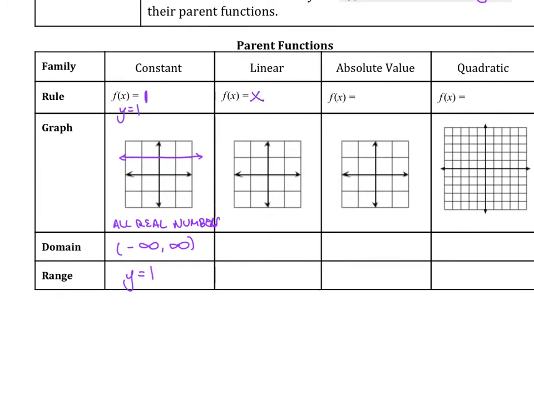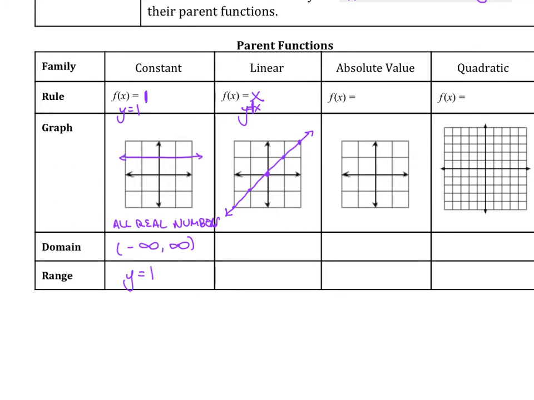Now linear, that rule or equation is f of x equals x, or y equals x. So just remembering the parent function of that, think about graphing y equals x. The y-intercept is at 0 and the slope is 1 over 1. If there's nothing there, that's just 1. So up 1, right 1, up 1, right 1, or down 1, left 1. This is the parent graph of a linear function.